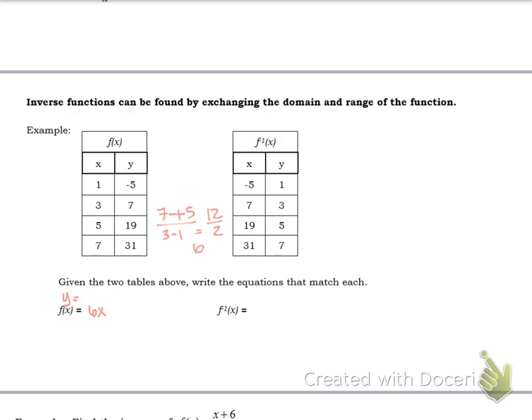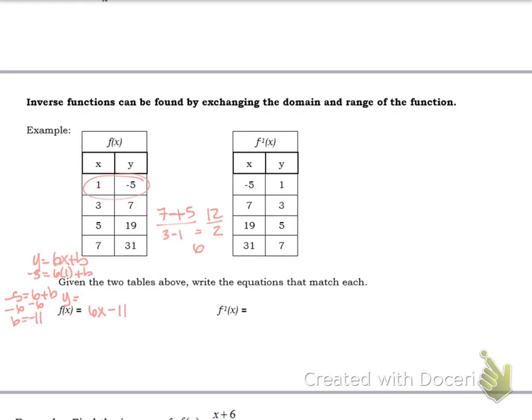So we need to plug it in here, so we can plug our point in. So if I've got y equals 6x plus b, we're going to take a point, plop it in. So if I pick 1, -5 here, my x value is 1, my y value is -5, and then we just solve. So 6 times 1 gets me 6. If I subtract 6, I get my b to be -11. So f of x equals 6x minus 11.